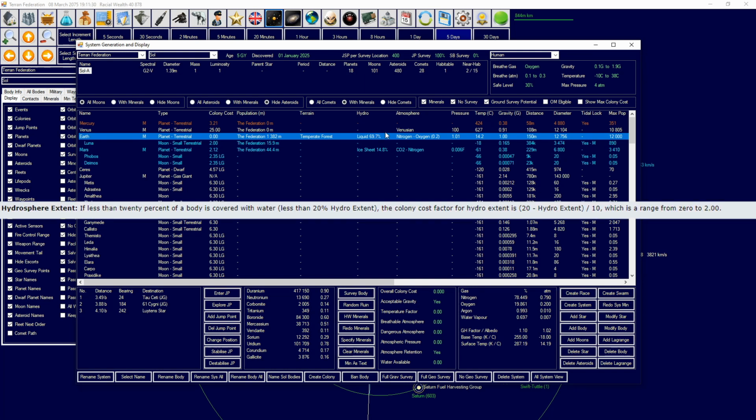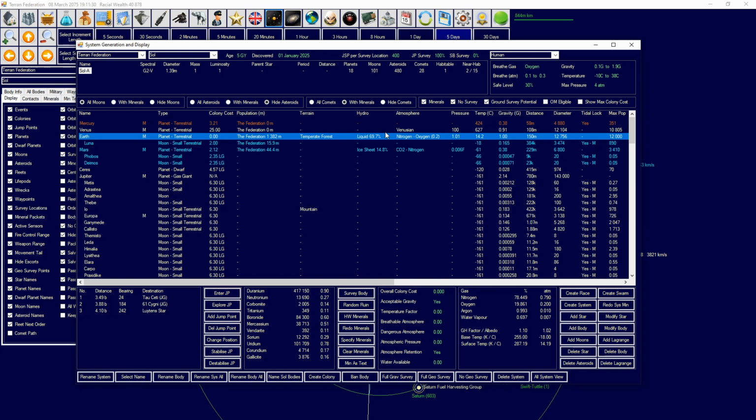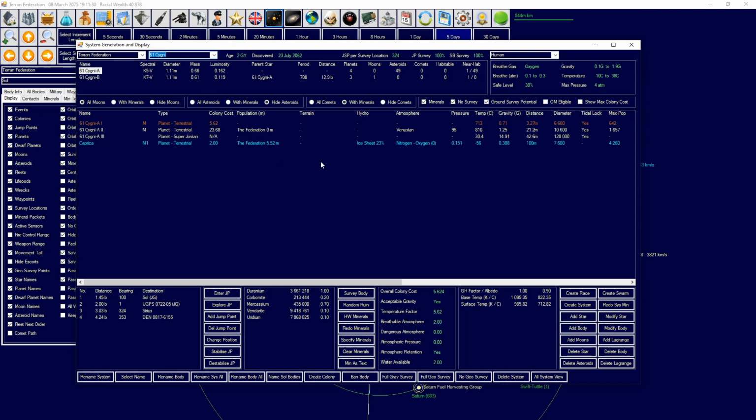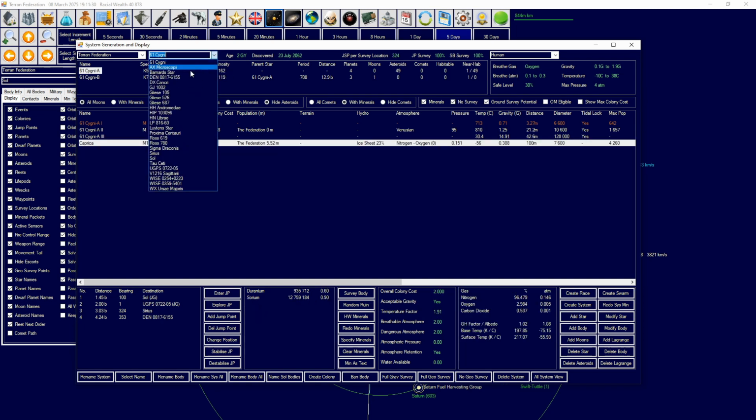Now hydrosphere, I'm going to read off here. If less than 20% of a body is covered with water, less than 20% hydroextent, the colony cost factor for hydroextent is 20 divided by 10, which is a range from 0 to 2.0. So, basically, how hydroextent works is that if you don't have enough water below 20% minimum, you are going to have issues with water available, and that's going to increase your colony cost. But hydroextent also plays into max population. So, for example, if I have a world, I'm going to bring up a world here. This is, where is it? Bernard Star.